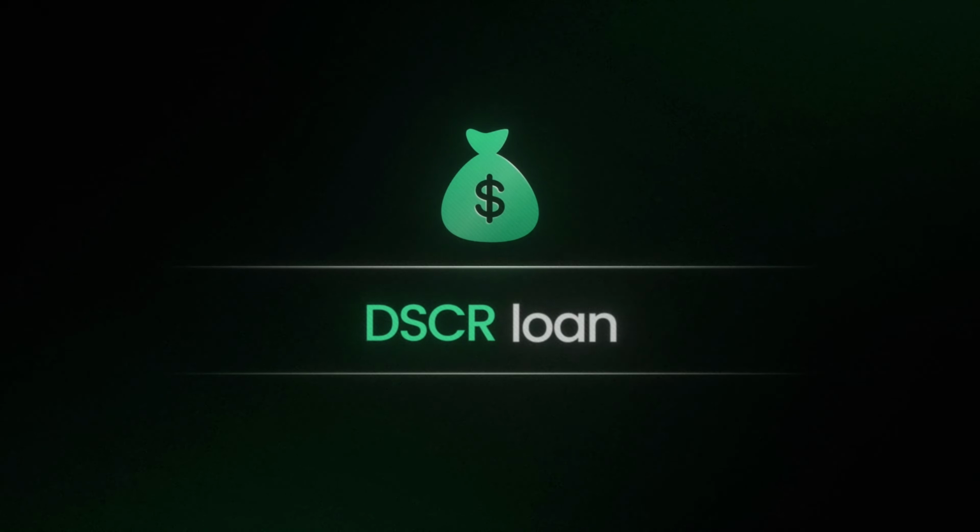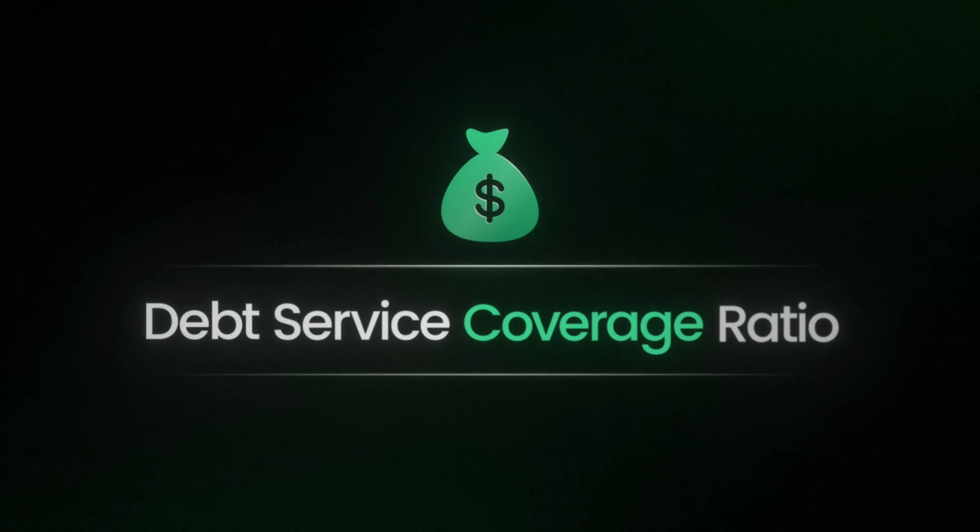But there's also a product called a DSCR loan, which stands for debt service coverage ratio. And that is one of the most powerful tools in commercial real estate lending right now. On a DSCR loan, qualification is based primarily on the property's income or projected market income, not your personal income. So if the property generates enough rental income to cover the debt payments by at least 1.25 times, you can qualify without showing W-2s or personal tax returns.